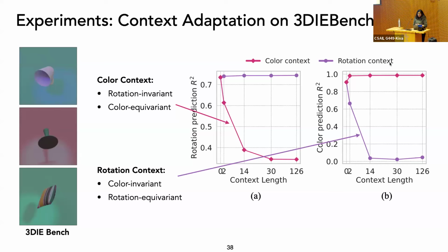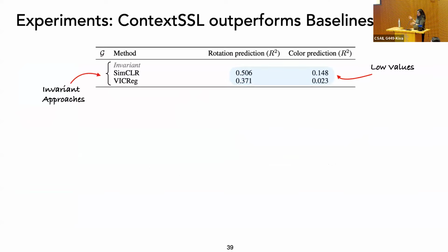Similarly, under the rotation context, we observe that the rotation prediction accuracy improves with the context length, but the color prediction accuracy goes down, showing that the model is becoming more equivariant to rotation, but invariant to color. Under this setting, let's also compare how Context SSL performs with respect to other existing baselines in the space. Let's first talk about the invariant methods. In this case, we have SimCLR and VICReg, and we observe their performance on rotation prediction and color prediction. As you can see, they have very low performance on each of those two tasks.